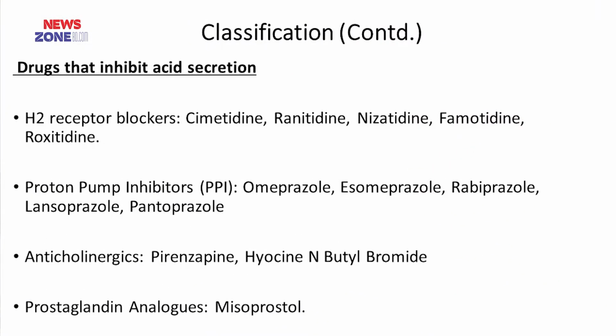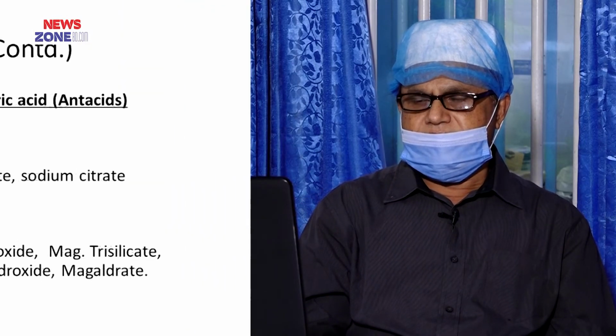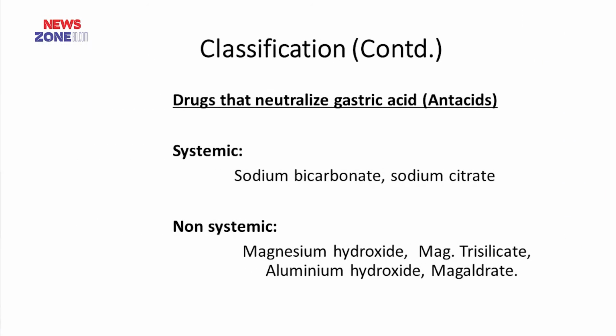Classification of drugs used for peptic ulcer disease. Drugs that inhibit acid secretion: H2 receptor blockers, drugs are cimetidine, ranitidine, nizatidine, famotidine, roxatidine. Proton pump inhibitors, PPI: omeprazole, esomeprazole, rabeprazole, lansoprazole, pantoprazole. Anticholinergic drugs: pirenzepine, hyoscine butyl bromide. Prostaglandin analog: misoprostol.